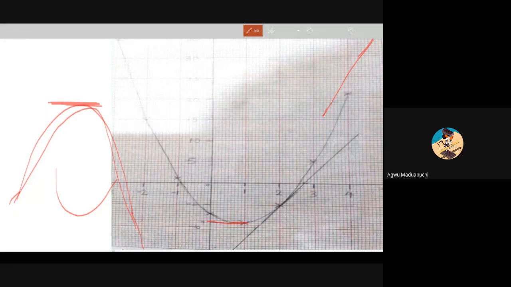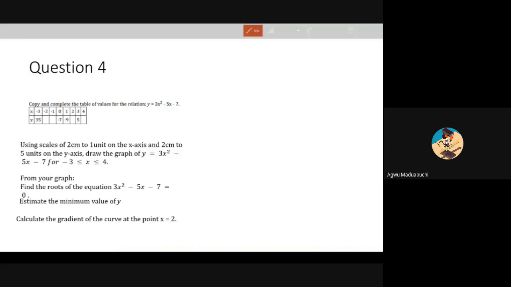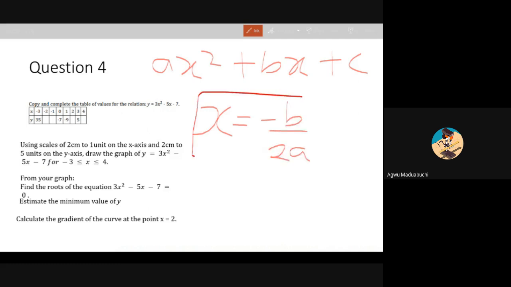How did you substitute the minus b and a from which of the numbers? Okay. Remember yesterday we said every quadratic equation can be written as ax squared plus bx plus c. So x is equal to negative b over 2a is the equation for the line of symmetry. Yesterday we said that the line of symmetry is a line that divides your graph into two equal parts. So at that point where that line of symmetry touches your graph, trace the y value. That is your minimum value.